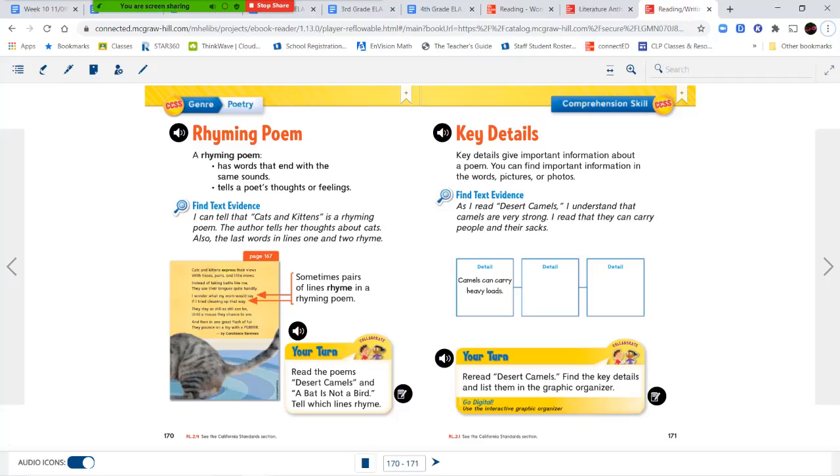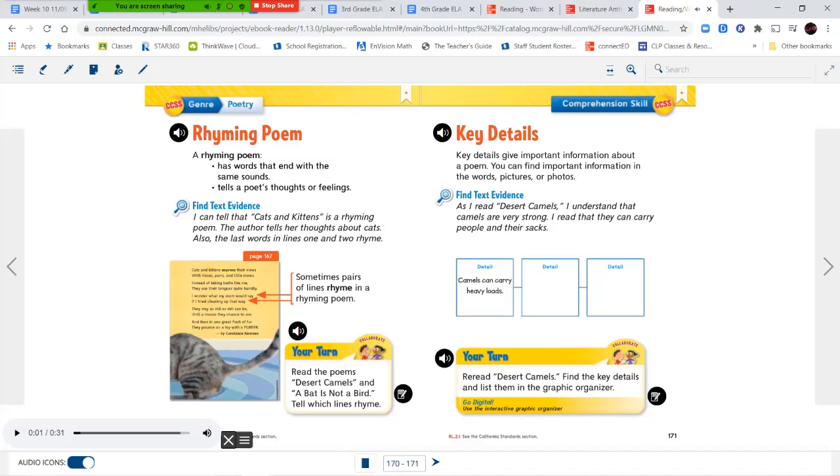All right, we're also going to review key details. So this is the same comprehension skill that we talked about last week. So remember, we have the main idea and then we have key details. So the key details give additional information about what the author is talking to you about. So whatever the main topic of the poem is, the key details share extra information with you.